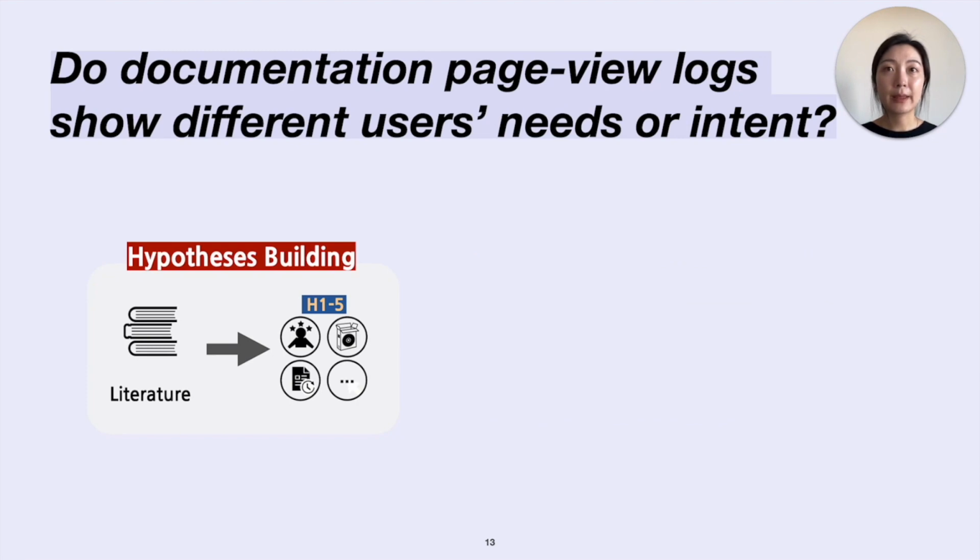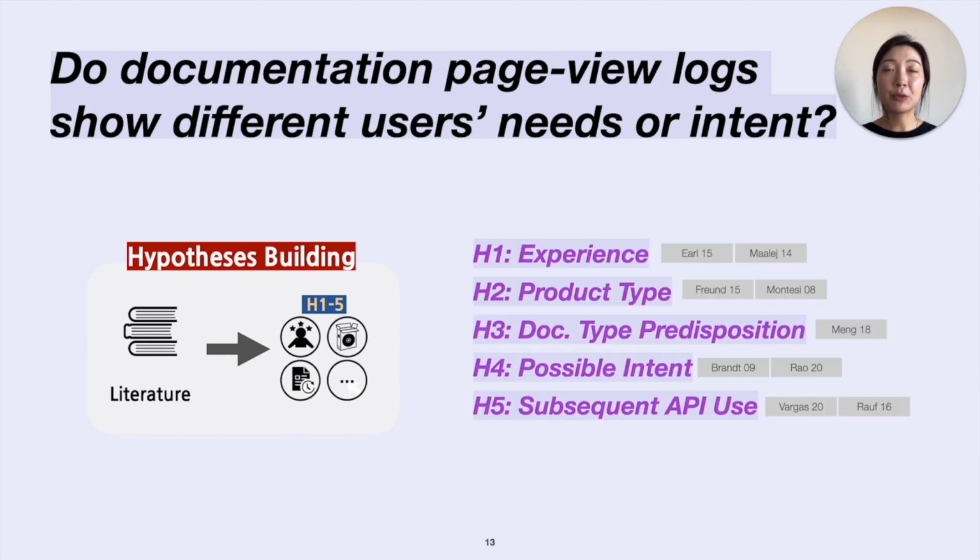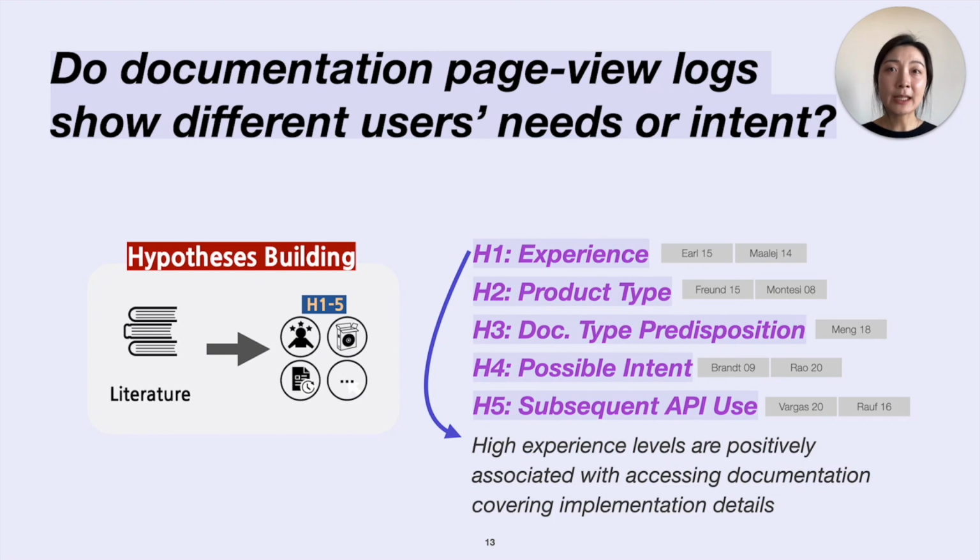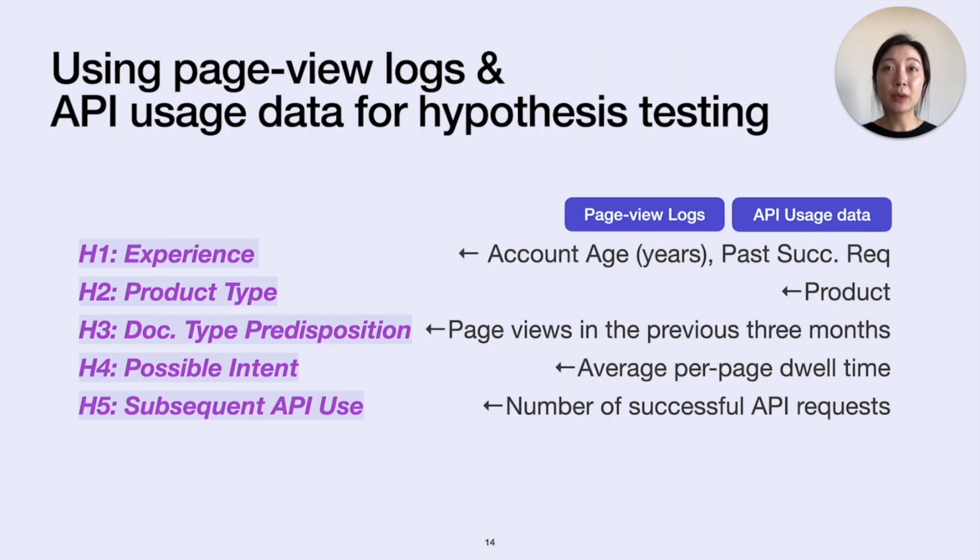Then we tested whether the documentation usage in page view logs correlated with user characteristics. We formed hypotheses by reviewing literature that studied factors influencing or influenced by programmers' information seeking, such as high experience levels are positively associated with accessing documentation covering implementation details. Next, we approximated the user characteristics using the page view logs of previous months and the API usage data.